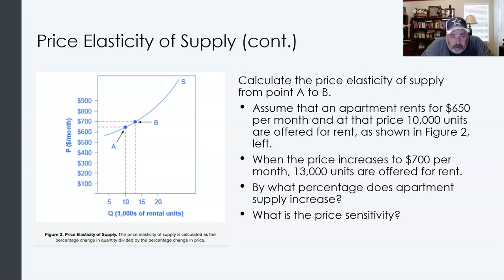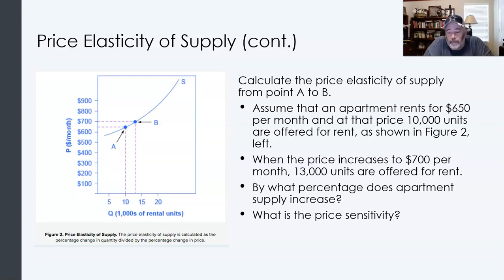But looking here, it looks like the difference: we went from 10,000 units to 13,000 units, right? So we're going to have 3,000, which is the difference, divided by half the sum of them. So half of 23,000 is 11,500. Someone correct me if I'm wrong about that. I'm going to drop two zeros to make it a little easier to do: 330 over 115.